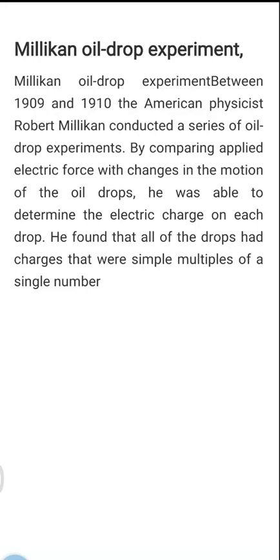The American physicist Robert Millikan conducted a series of oil drop experiments. By comparing applied electric force with changes in the motion of the oil drops, he was able to determine the electric charge on each drop. And he found that all of the drops had charges that were simple multiples of a single number, and that is the charge carried by the electron.